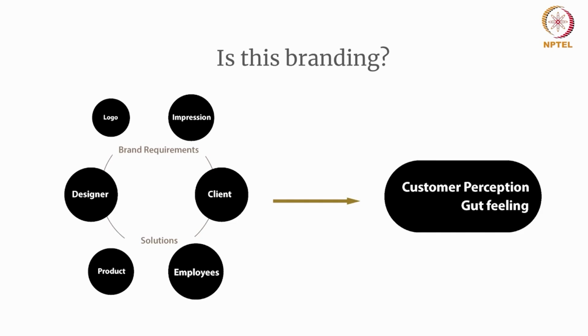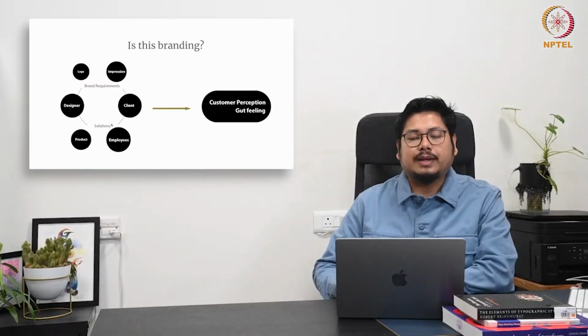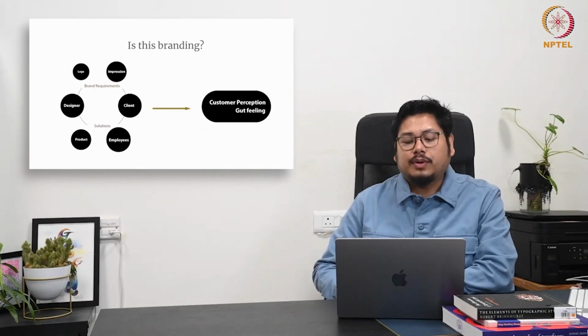So you can also think about it and you can also correlate. Now we have talked about impression, we have talked about logo, we have talked about the client and designer's way of doing things and providing some kind of solutions. Again, the solutions can be a product. Again, there are employees associated to that particular organization. So is this branding or not, right? And finally you create a perception.